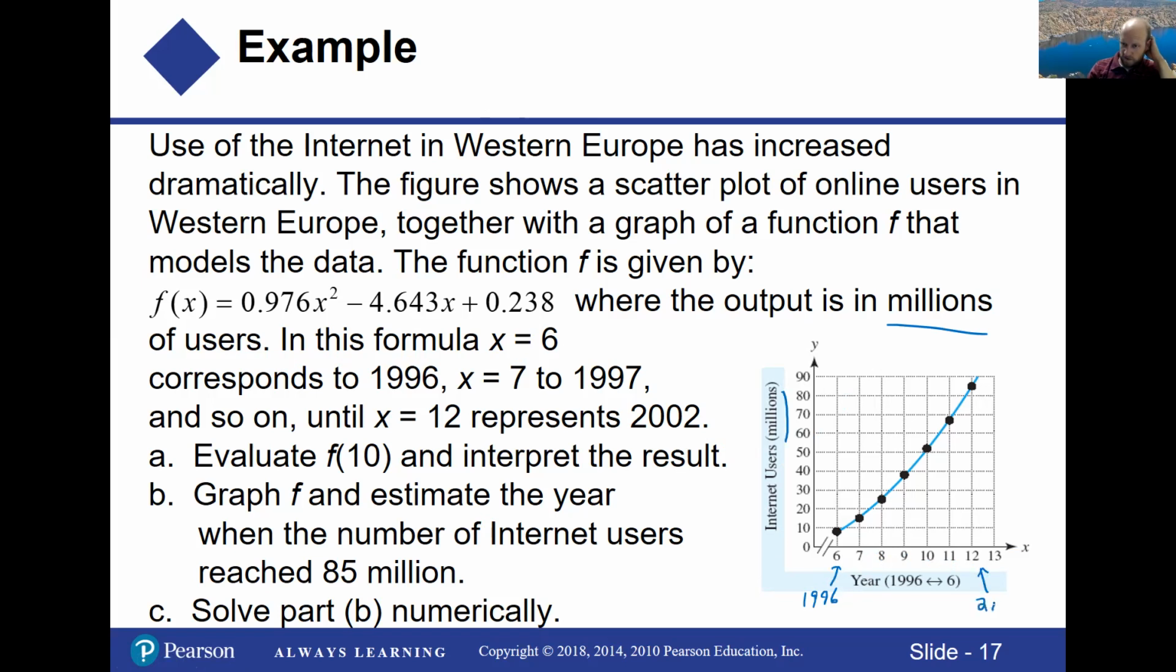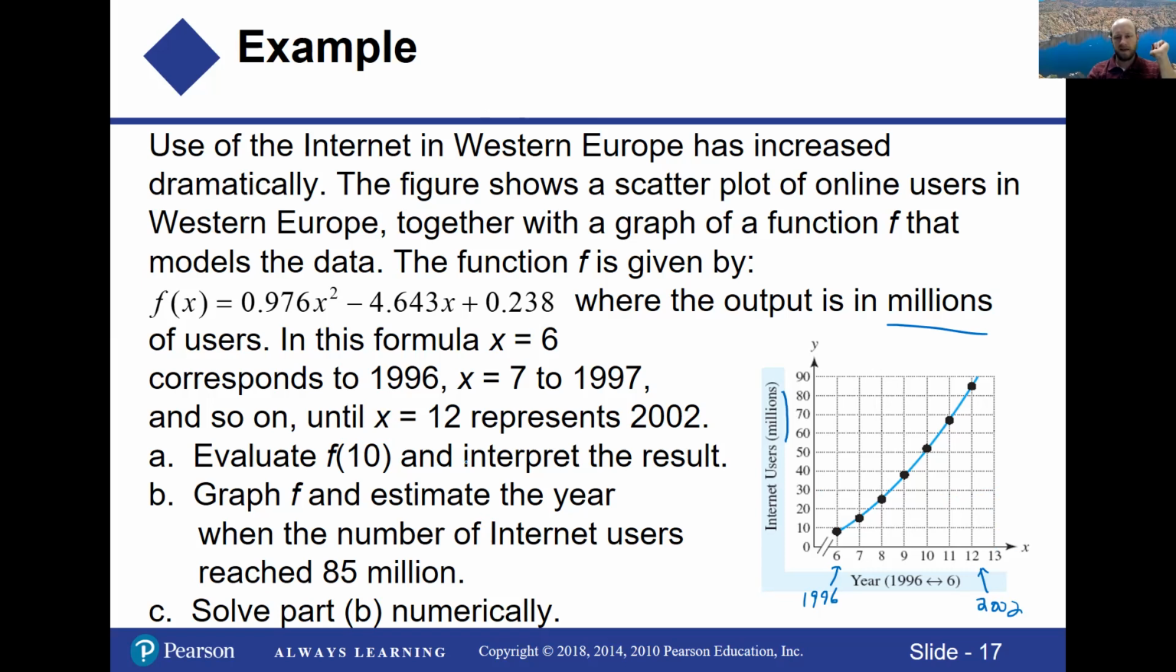12 would be 2002. Okay. And they don't show us how many users there were in year 13 or 2003 here, but you kind of get the idea. So what we're going to do here is we're going to evaluate f of 10.